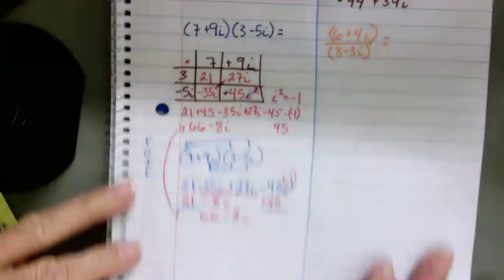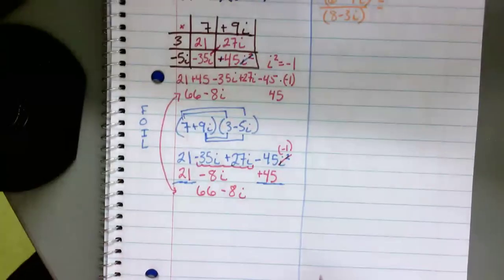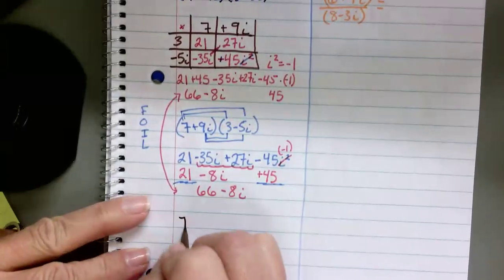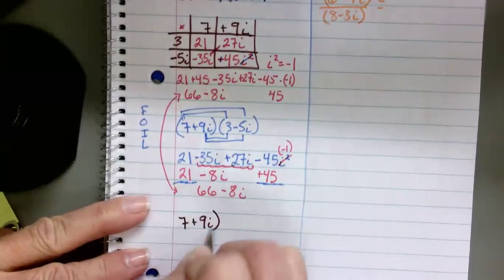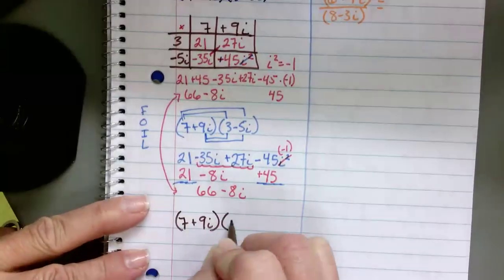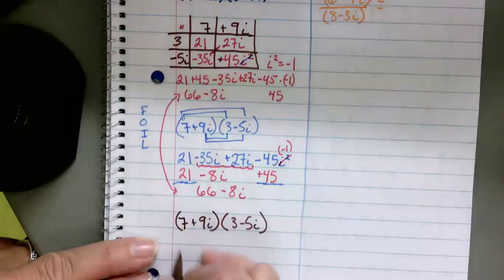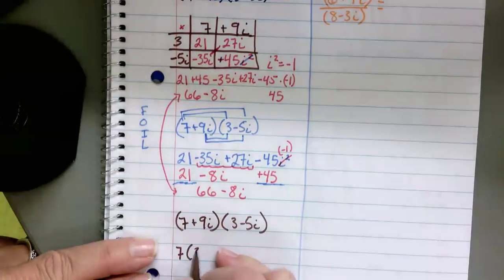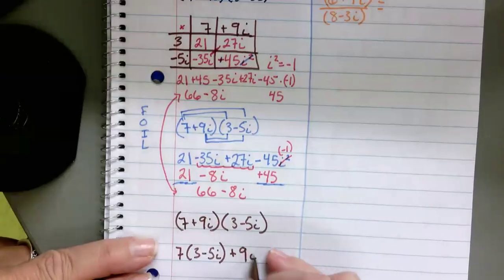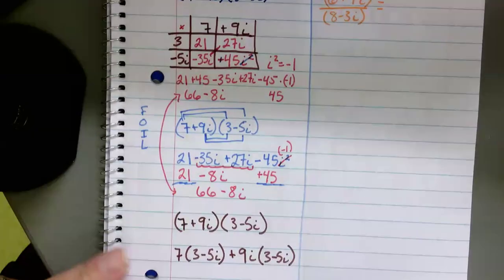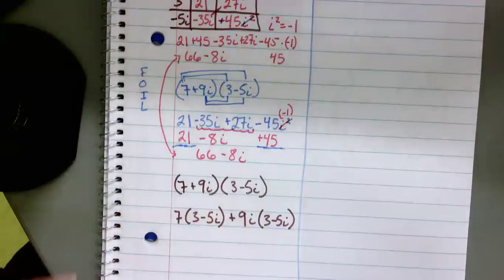And then you could also do it where we do the distributive property. This one isn't used quite as often, but it's the same steps. So if we have 7 plus 9i times 3 minus 5i, we can do 7 times 3 minus 5i plus 9i times 3 minus 5i. And then you guys are really good at this kind of distributing because it's just one term each.